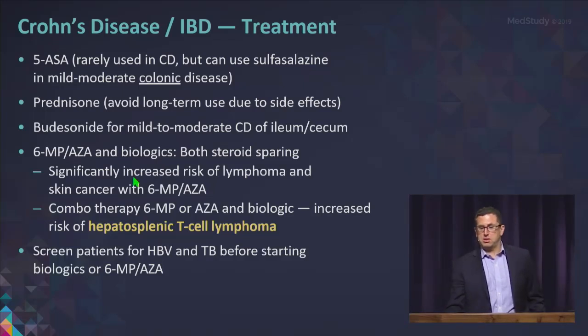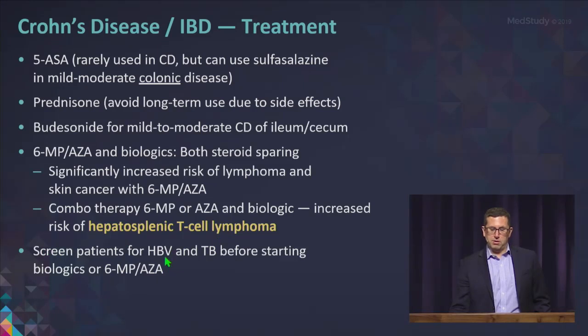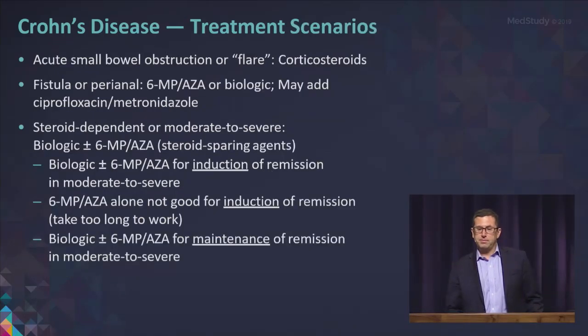It should be noted that there are significantly increased risks of lymphoma and skin cancer with 6-MP or azathioprine. And the combo therapy of 6-MP or azathioprine in conjunction with a biologic is associated with an increased risk of hepatosplenic T-cell lymphoma, particularly in younger men. So there are studies that showed that. And as we already went over in the question, you want to screen patients for Hep B and TB before starting any of these immunosuppressive agents.